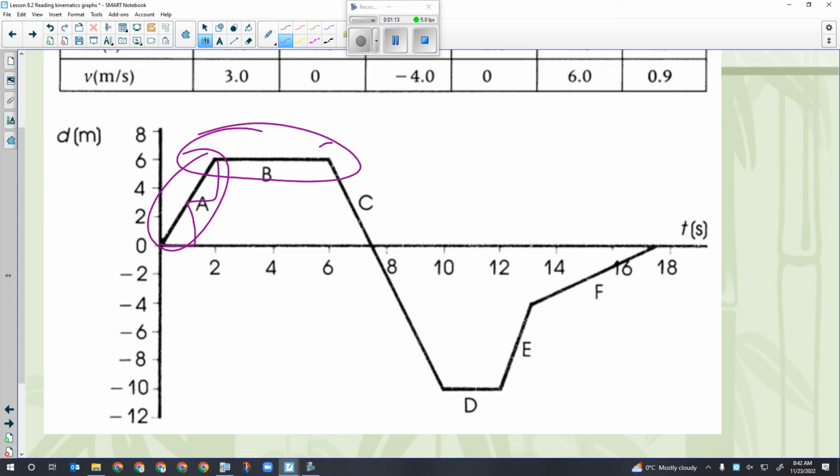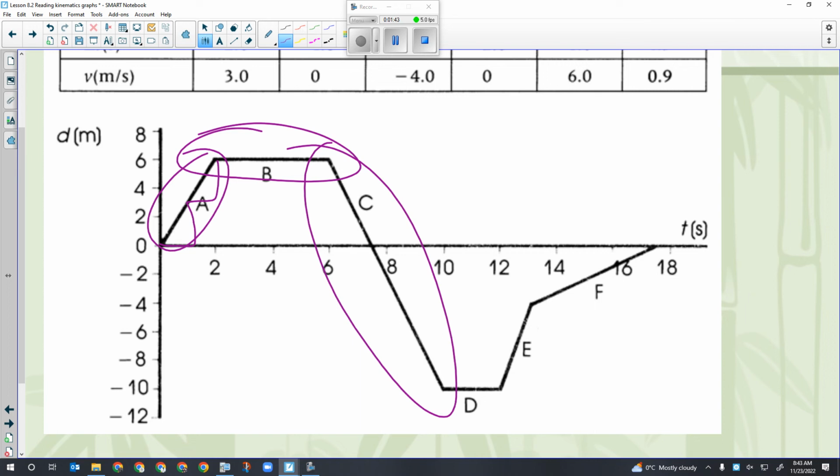In part C, still traveling at a constant velocity because it's a straight line, it's just diagonal, but this time it's pointed down, which means the object is moving at a constant velocity backwards. Its position is becoming more and more negative. And we also said that between E and F, both of which are showing an object moving forwards at a constant velocity, which one was faster?